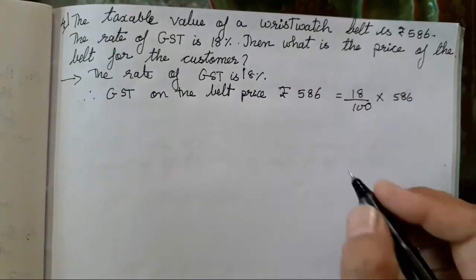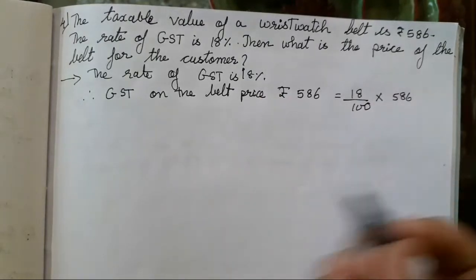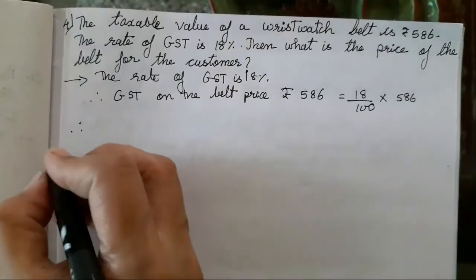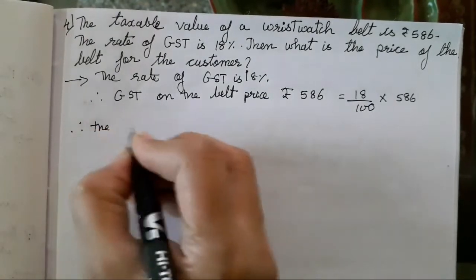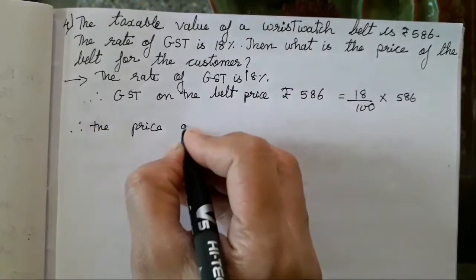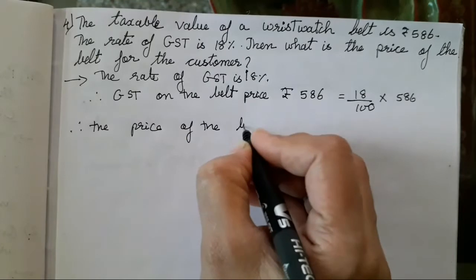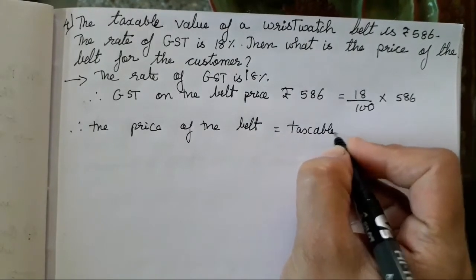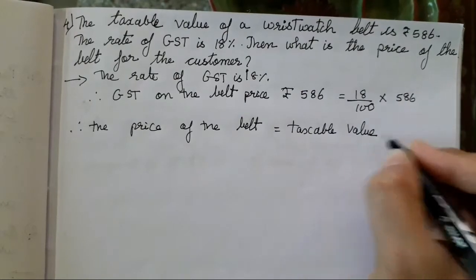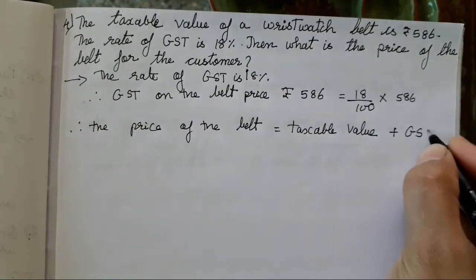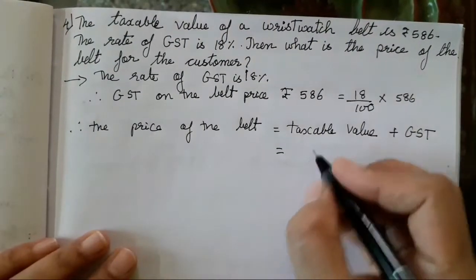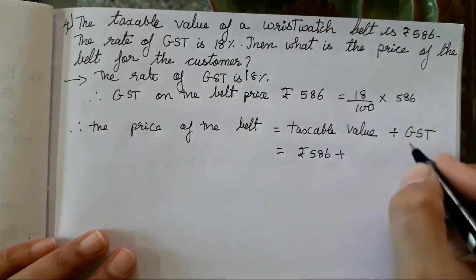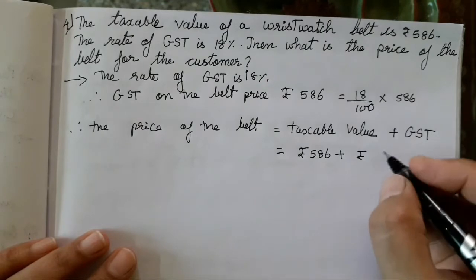18 upon 100. Okay, why 100? Because we calculate percentage in 100. Many of you are going to ask why we have taken 100. So the price of the belt is equal to taxable value plus GST. Okay, so what is going to be the taxable value? The taxable value is rupees 586, plus how much is going to be the GST after calculation?